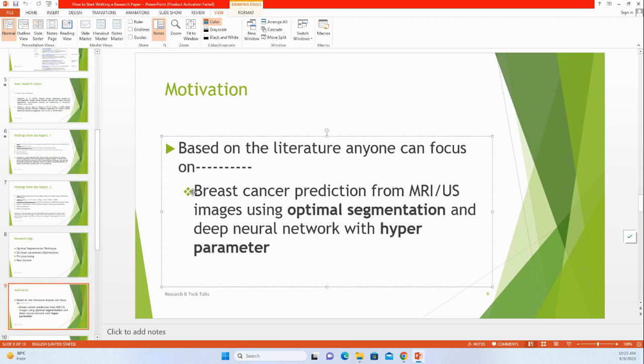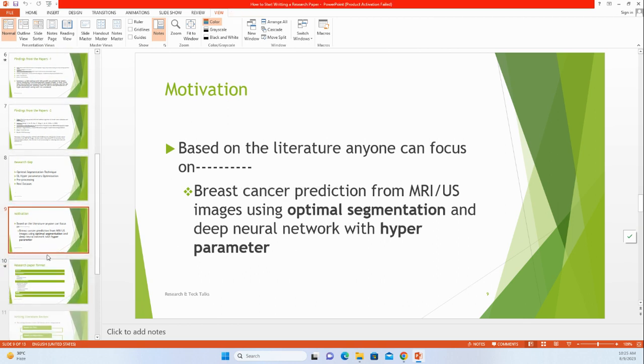You can write a title like this one: breast cancer prediction from ultrasound or MRI images using optimal segmentation and deep neural network with hyperparameter tuning. It's your choice, or you can perform any other modification. But if you look here, everything is in here: the methodology, the research gap, the application, and the objective. So a title should be structured that way.